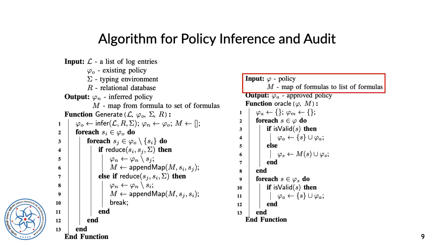So the oracle takes as input the inferred policy and the map M and generates an approved policy. The isValid function is an abstract function that differs based on the type of the oracle. So if an inferred formula S is valid, it is added to the set of approved policy. If the formula S is not valid, then the formulas that were reduced to S are extracted from the map M, all of which are then checked for validity by the oracle. And based on which of these formulas are valid, some of them are added to the approved policy.